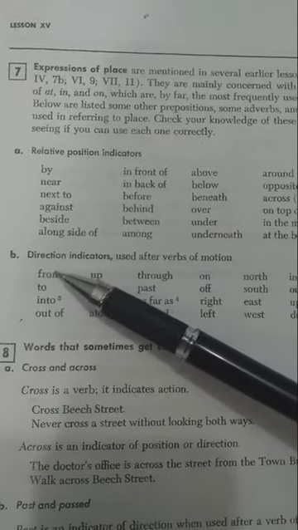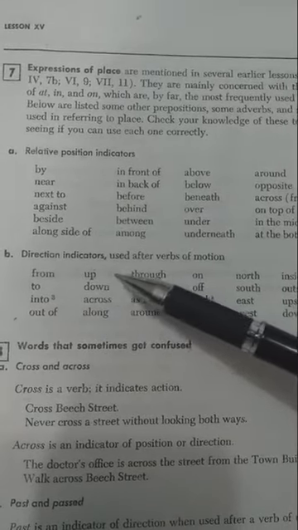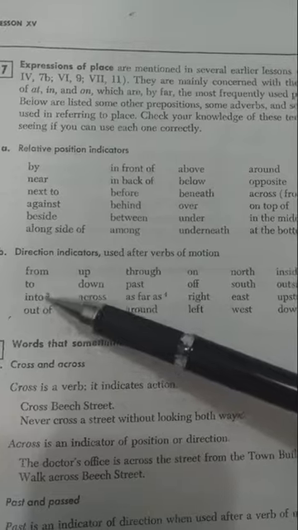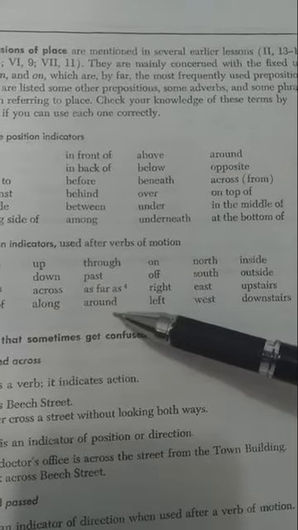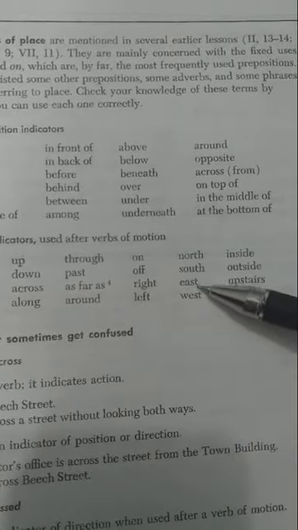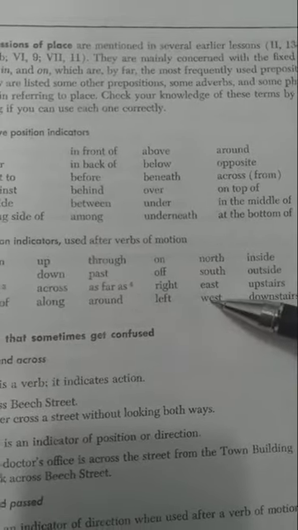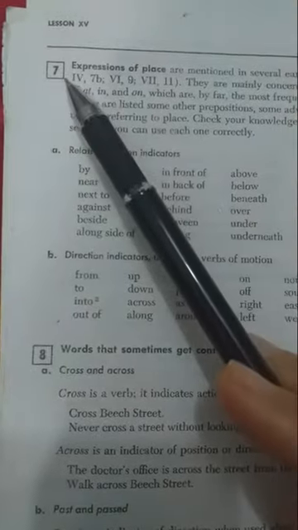Okay, as far as group B, which is concerned with indicators that are used for direction, these are used after verbs of motion. For example, from, to, into, out of, up, down, across, along, through, past, as far as, around, on, off, right, left, north, south, east, west, inside, outside, upstairs, and downstairs. Okay, this is what is mentioned in section 7.